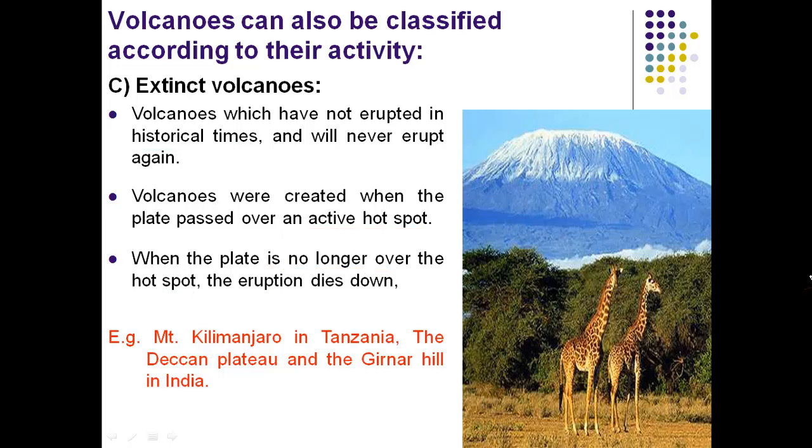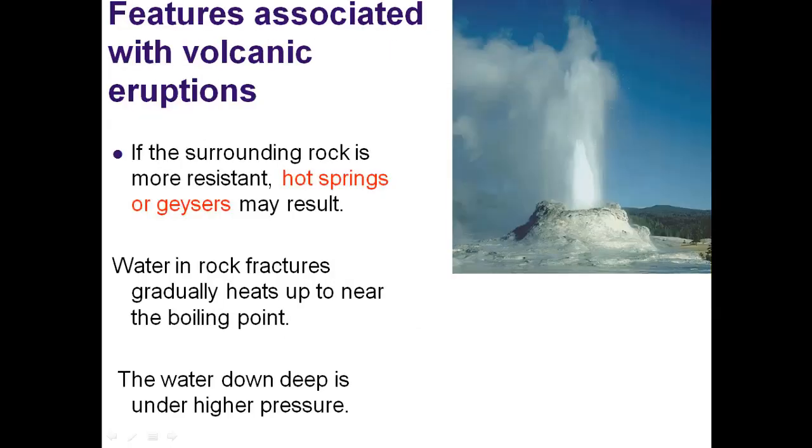The best example of an extinct volcano is Mount Kilimanjaro in Africa, in Tanzania, and there are many examples of extinct volcanoes from India, the Deccan Plateau and the Girnar Hills. More detail about the volcanoes will come in the next session. Now we learn about the features associated with volcanic eruption.